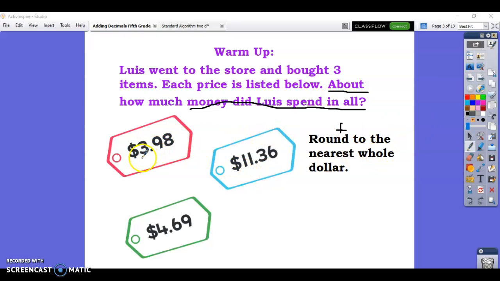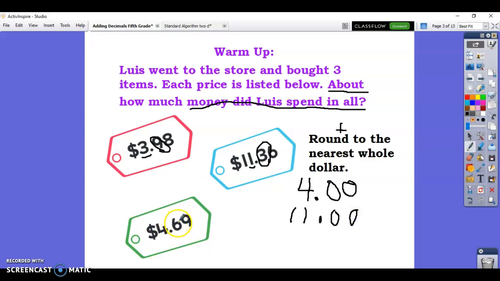Okay, so you should have rounded them to the nearest whole dollar. $3.98, you have a 3 and a 9 in your tenths place. You would round that to $4. And if you want to do your zero and decimal place, 00, more than welcome to do that. And then $11.36. You have an 11 and the 3 tells the 11 it stays the same. Again, practice lining them up, adding your decimal point, and then add them up. And then the last one is $4.69, which rounds to 5.